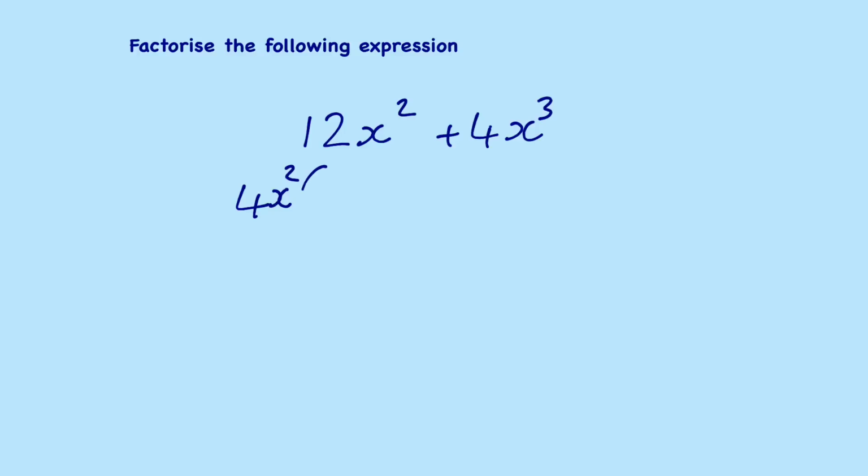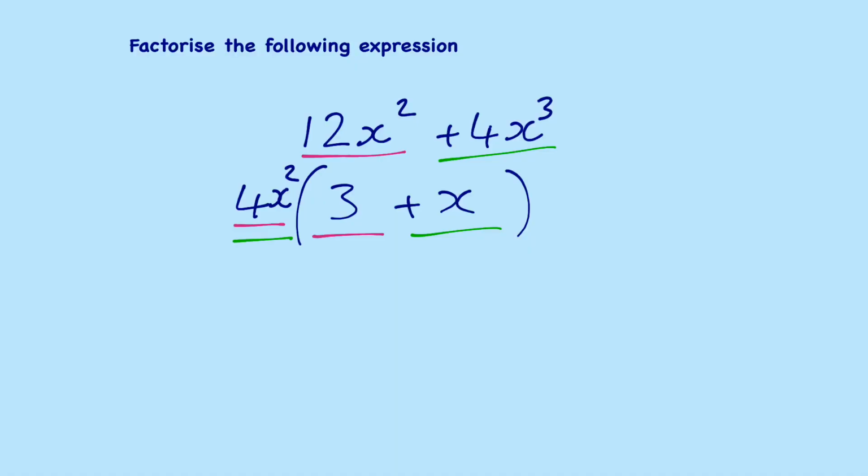So let's open the bracket, and 4x squared times what gives me 12x squared? That will be 3. Then 4x squared times what will give me plus 4x cubed, and that will be plus x, and we close the bracket. Don't forget to check. So 4x squared times 3 is 12x squared. Yep. 4x squared times plus x is 4x cubed. So that's correct. We're done.